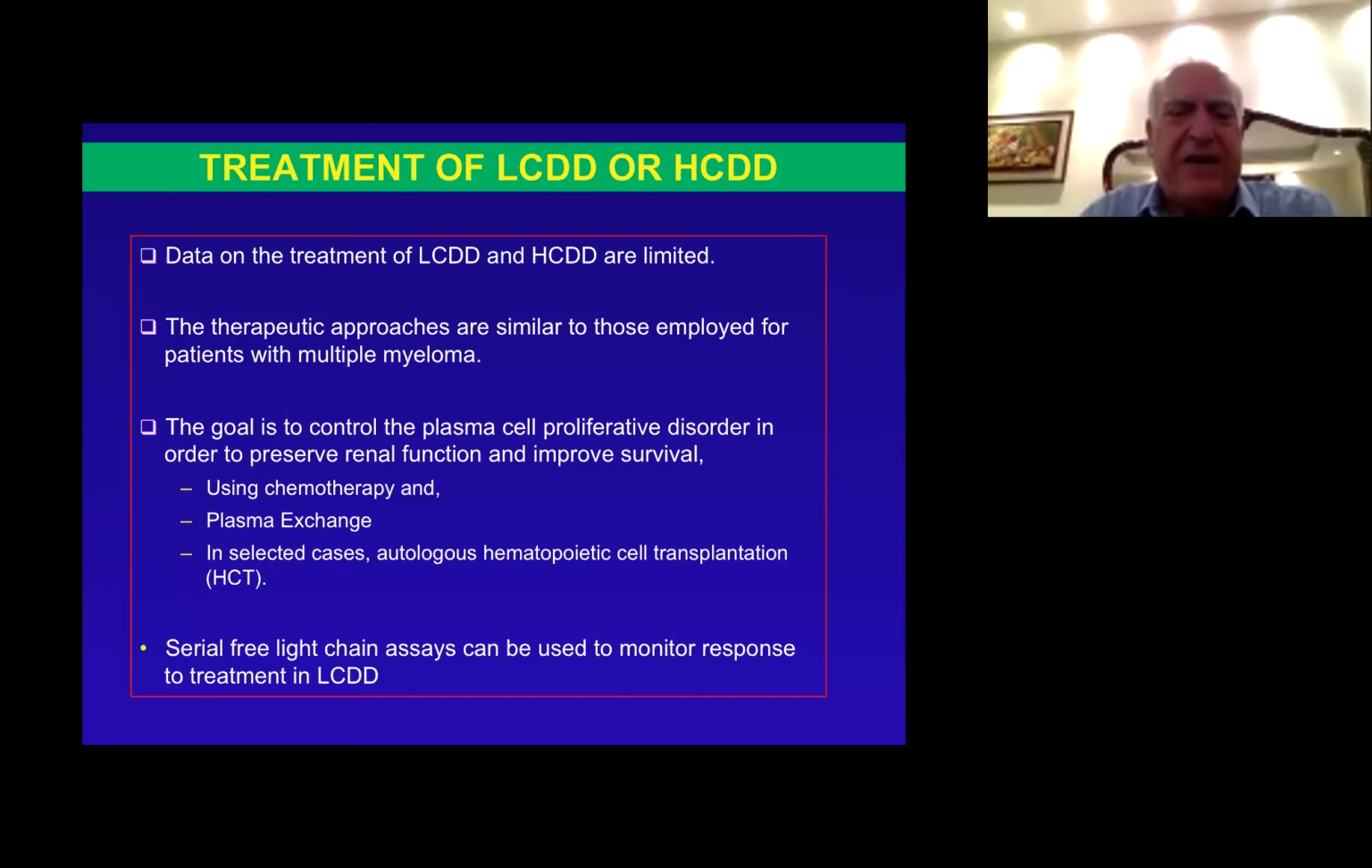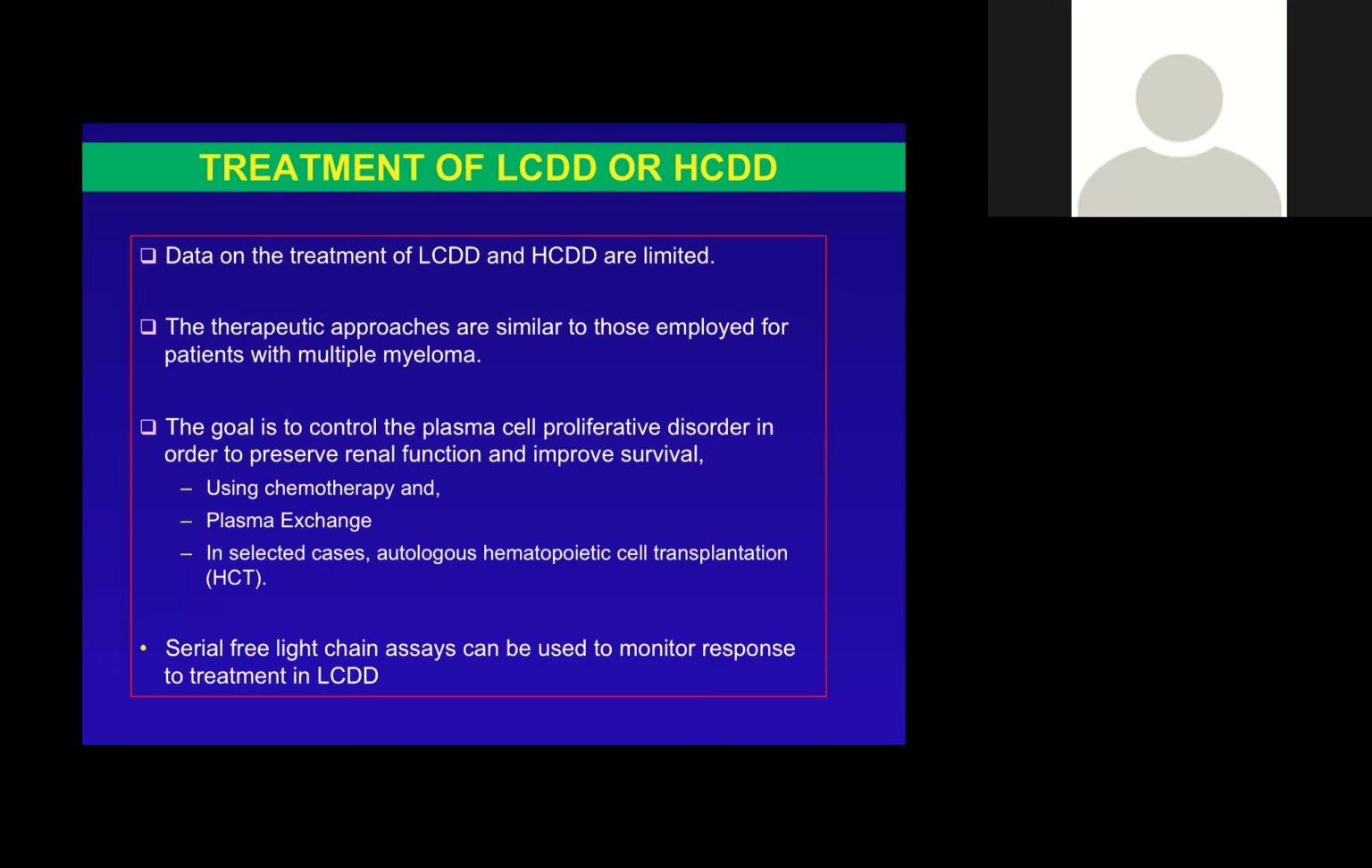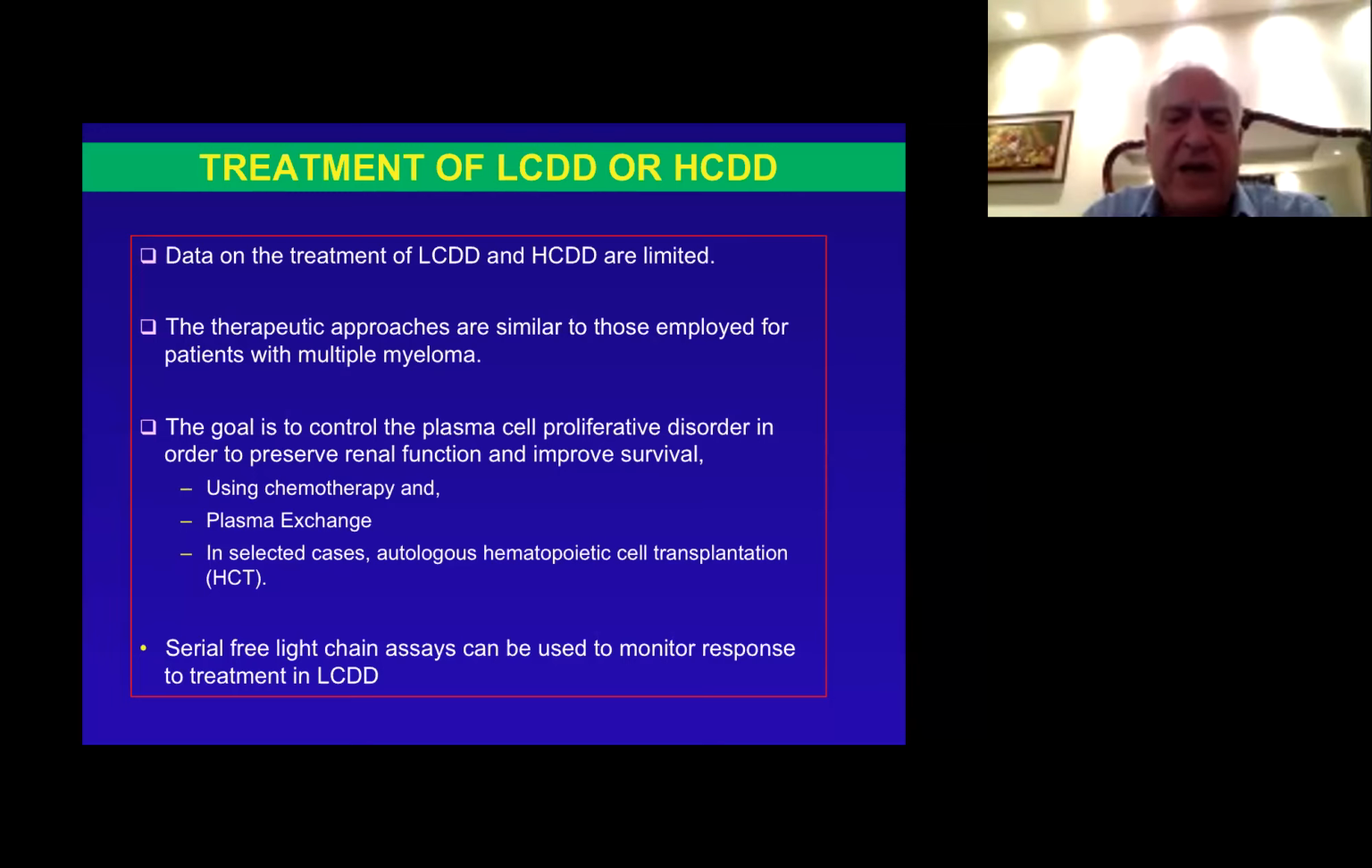Let's see what the literature really says. Data on treatment of light chain deposit or heavy chain deposit disease are limited. The therapeutic approach is usually similar to that employed in patients with multiple myeloma, and that's why the hematologist's goal is to control the plasma cell proliferation disorder to preserve renal function and improve survival. Chemotherapy, plasma exchange, autologous hematopoietic cell transplant, and that's basically it. Serial free light chain assay can be used to monitor response to therapy. Free light chain in the blood.